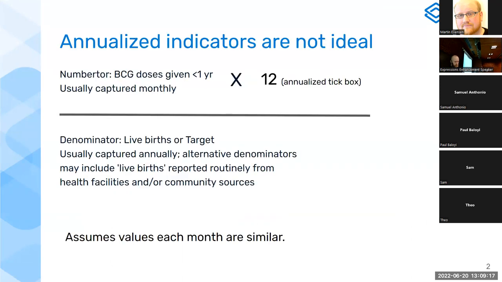Okay. So let's talk about one really big change. In DHIS 2.37, we introduced a new functionality called period offset. Has anyone used period offset?